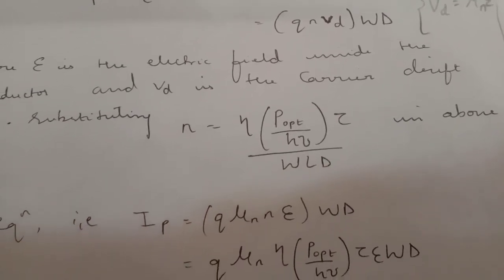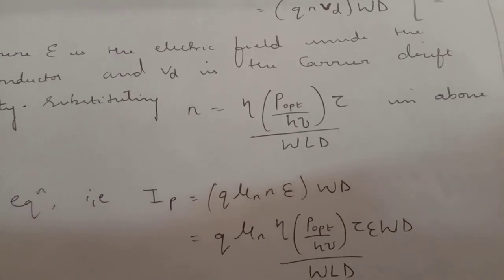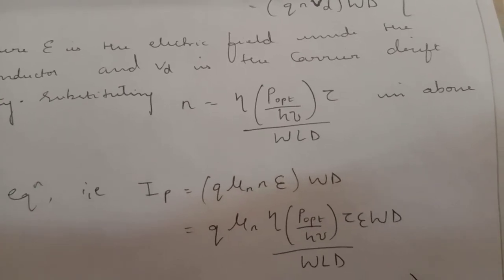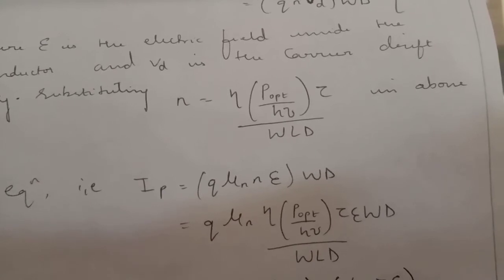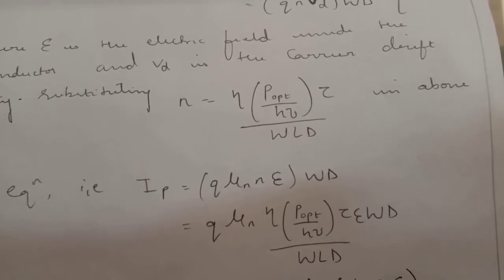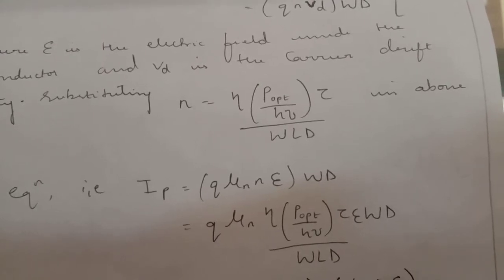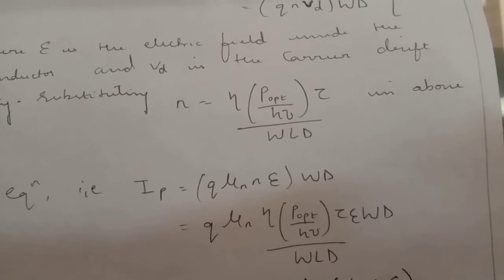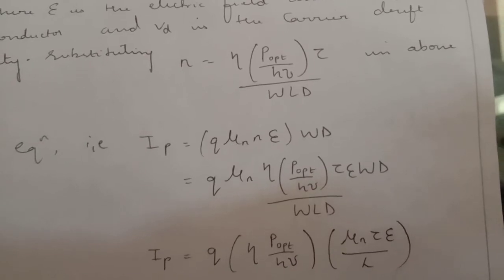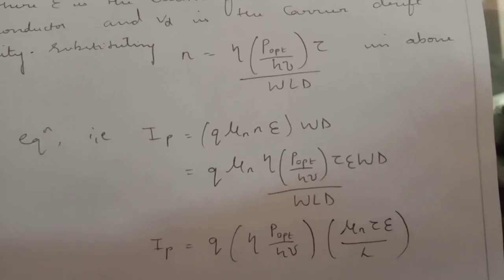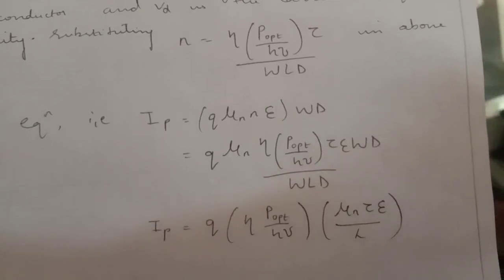So substitute this n in Ip's equation. So we get Ip is equal to Q mu n eta P opt divided by h nu tau E WD, whole divided by WLD. So we have WD in numerator as well as in denominator. So WD gets cancelled. So Ip is equal to Q eta P opt divided by h nu into mu n tau E divided by L. So this is the photocurrent's equation.